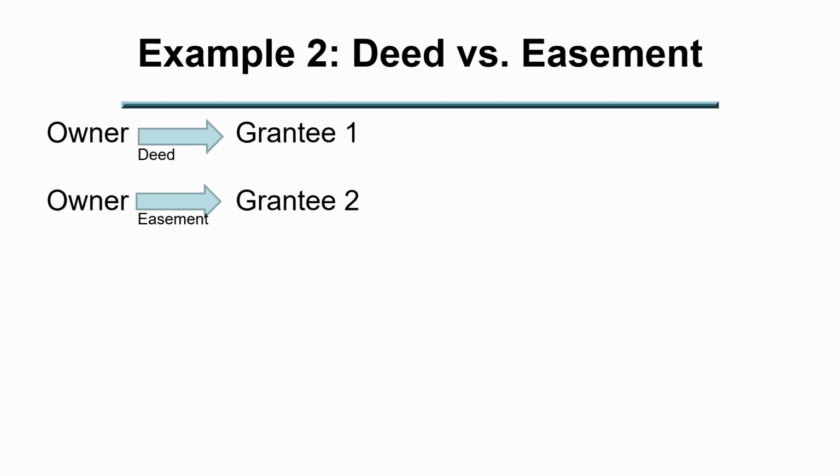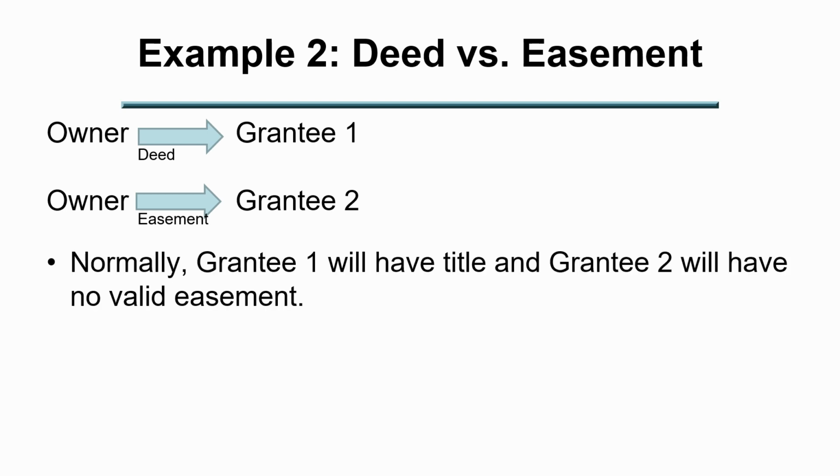In the next example, grantee number 1 takes a deed of fee simple title to the land, and grantee number 2 only takes an easement. That second arrow is an easement deed, granting an easement to grantee number 2. Now normally grantee number 1 will have title and grantee number 2 will not have a valid easement, will really have no interest in the land at all.